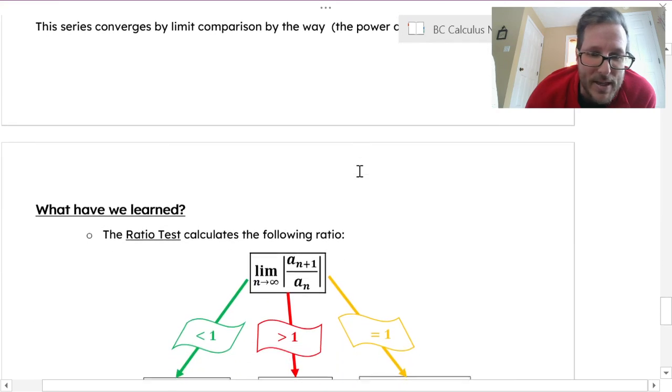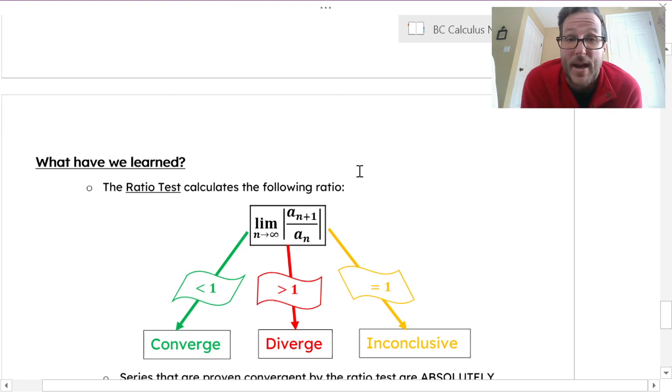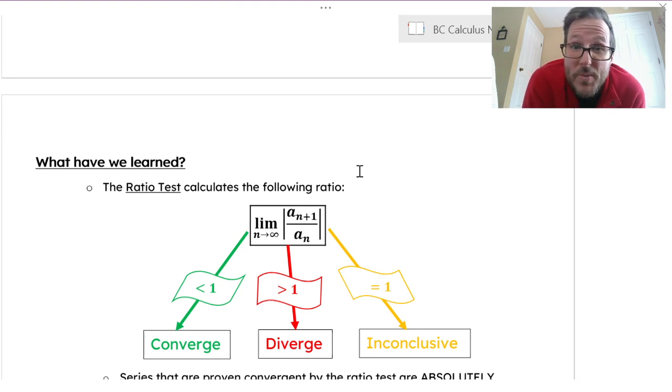So the ratio test says this. We're going to find the limit as n goes to infinity of the absolute value of the ratio between the n plus 1th term divided by the nth term. If that's less than 1, your series converges. If it's bigger than 1, your series diverges. And if it's equal to 1, the ratio test is inconclusive.